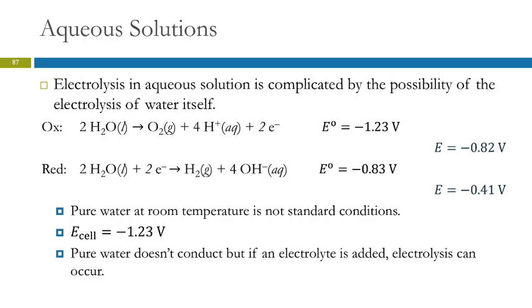Okay, so in an aqueous solution, this is a lot more common. Predicting products in aqueous solutions is a little trickier because you can get electrolysis of the water itself, right? So let's look at the half reactions for the electrolysis of water. The oxidation is water losing electrons to form oxygen and hydrogen ions. The standard potential here is minus 1.23 volts.